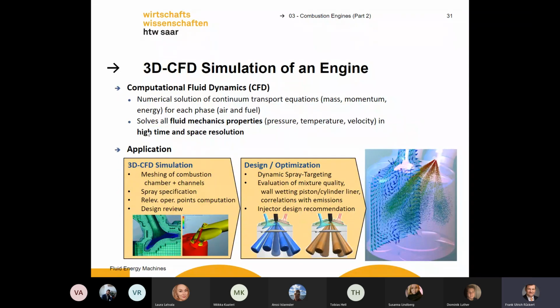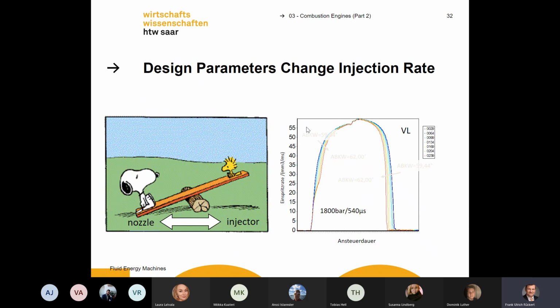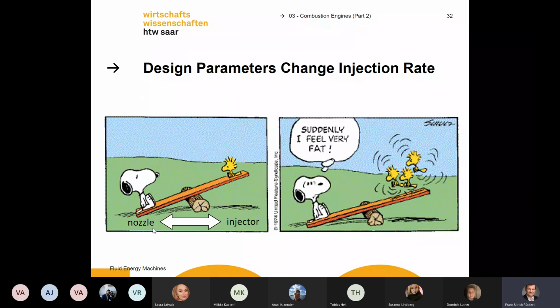Okay, and I also want to mention the 3D CFD simulation. CFD simulation is also something I teach you in fluid dynamics. It is really necessary to design combustion engines, but it is also necessary for many other kinds of engines or fluid energy machines. Okay, so I go a bit faster. Maybe we use this as a last slide.